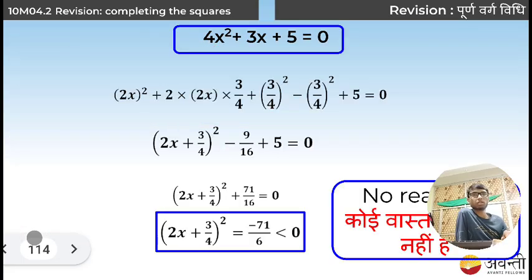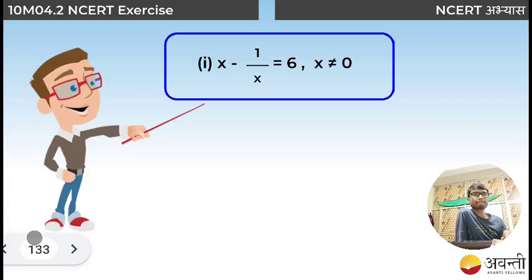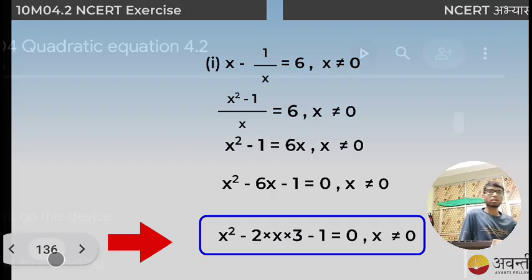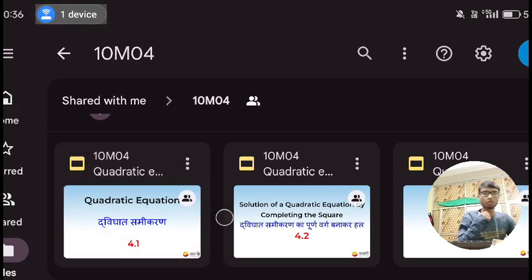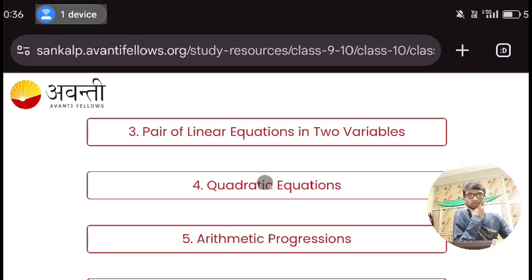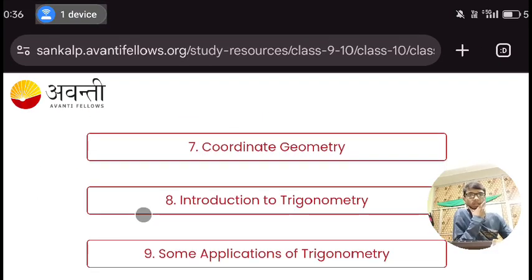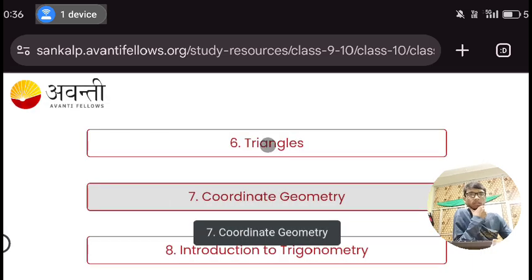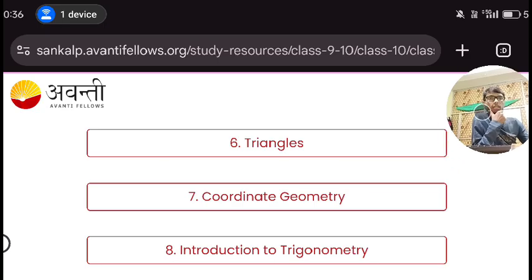This is for you. Next we have coordinate geometry. Let's explore it. What is inside it?